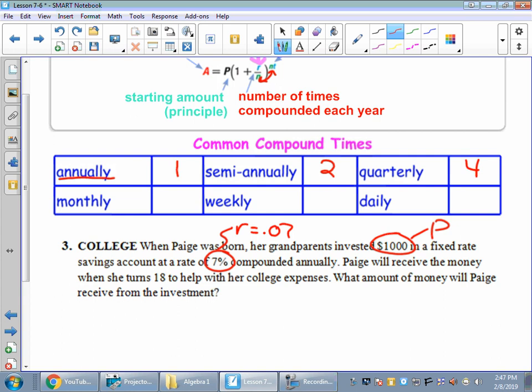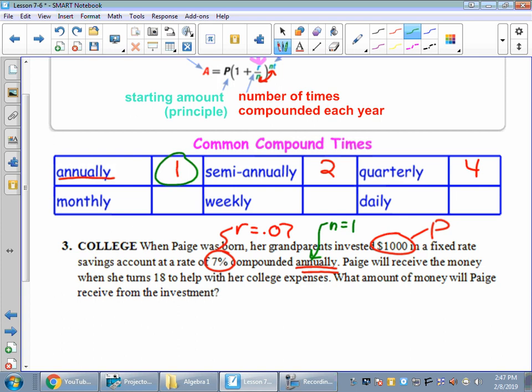And then I have compounded annually. When I read through the problem, it's compounded annually. So what does that mean? Annually means once a year. So that would be our N value, that we're going once a year, according to our table above, right? Annually.